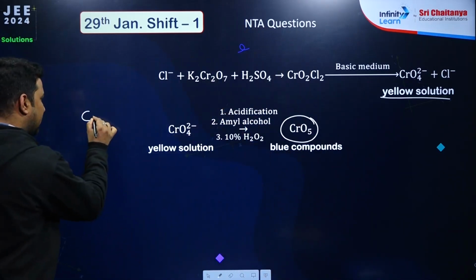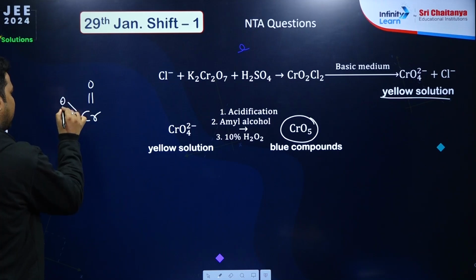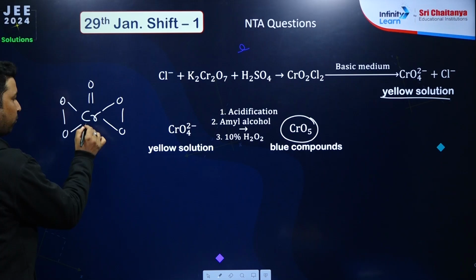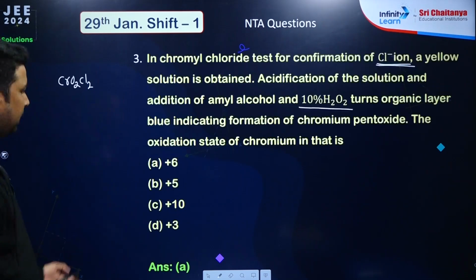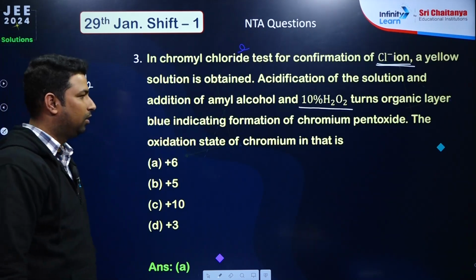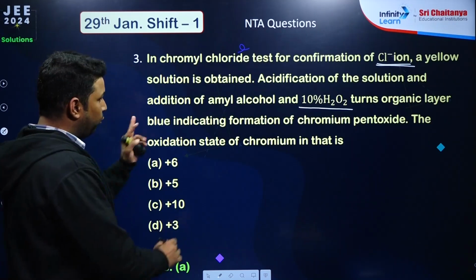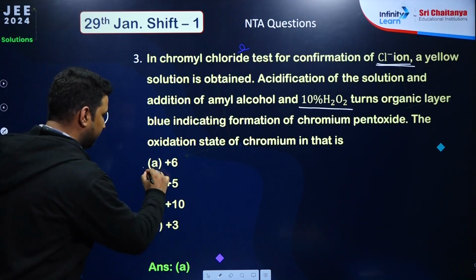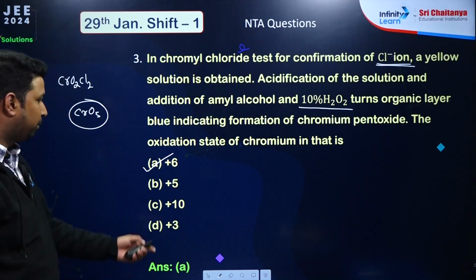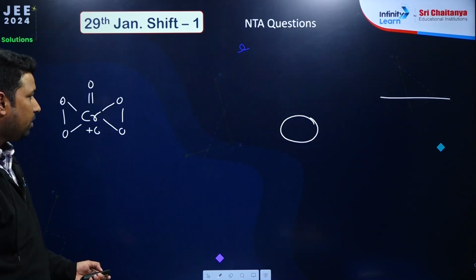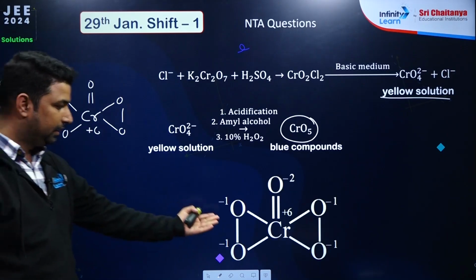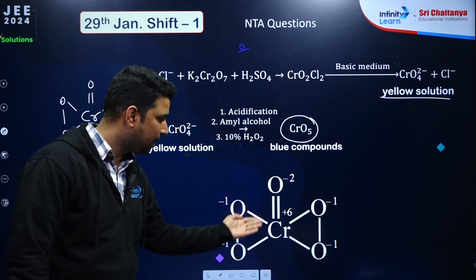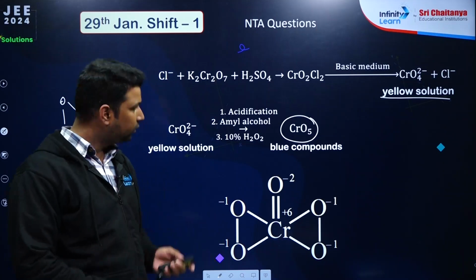Now, CrO5 has a butterfly structure. I think everyone knows that structure. It has 2 peroxide linkages, and the oxidation state of chromium is +6. So in this question, they are asking about the oxidation state of chromium in CrO5, which is a blue colored solid. So plus 6 will be the right answer in this case. So option A will be correct, and the solution is just like you can see in this butterfly structure, 2 peroxide bonds, and chromium has plus 6 oxidation state. So this was your question.